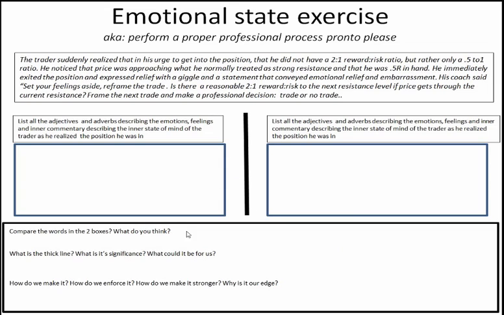And now what I want you to do is answer these questions. After you look at those adjectives, the before and the after, compare the two words in the two boxes, and what does that suggest to you? Then I want you to notice this thick black line in between these two boxes. What is that? What is the significance of it? What could it be for us? How do we make it? How do we enforce it? How do we make it stronger? And why is this black line our edge? Think about that.